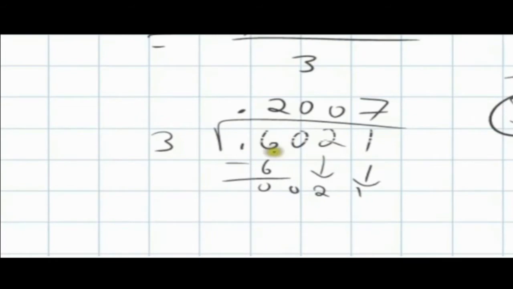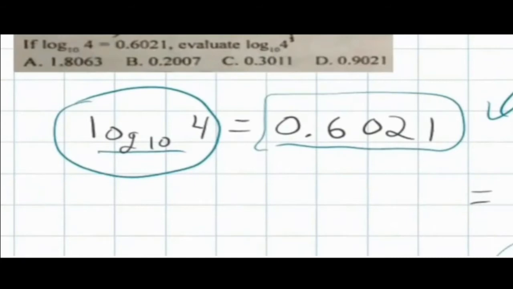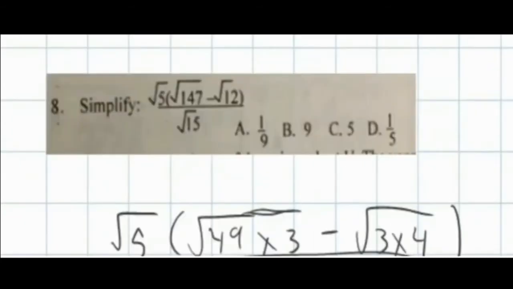So then what I did from there was I said that multiplying by this fraction is the same as dividing by 3. So I did some long division, and I found that 0.6021 divided by 3 is 0.2007, which matches your option for answer B.